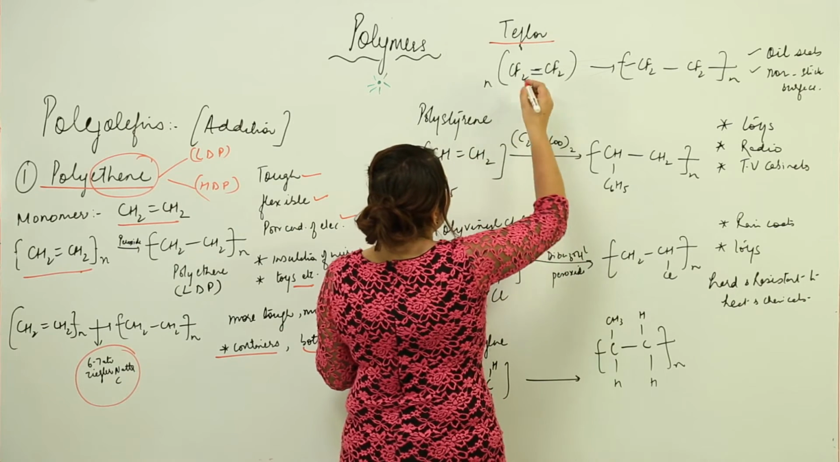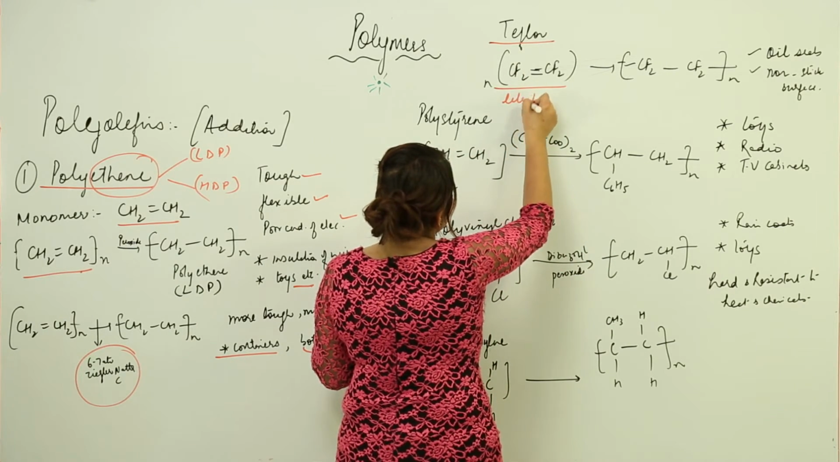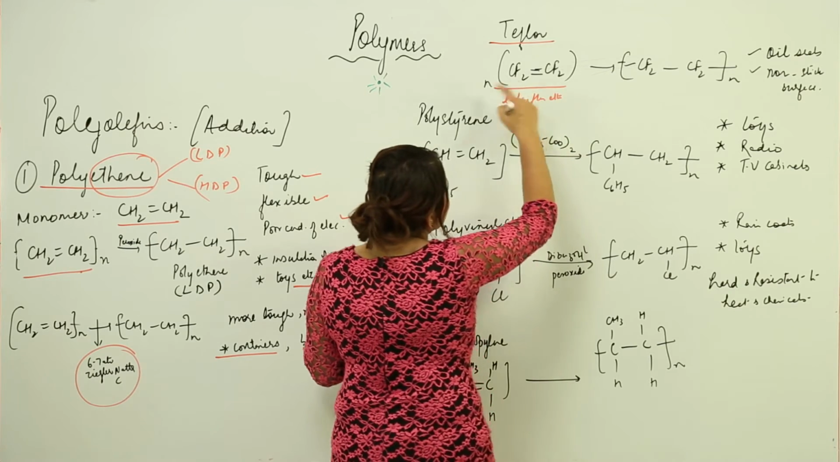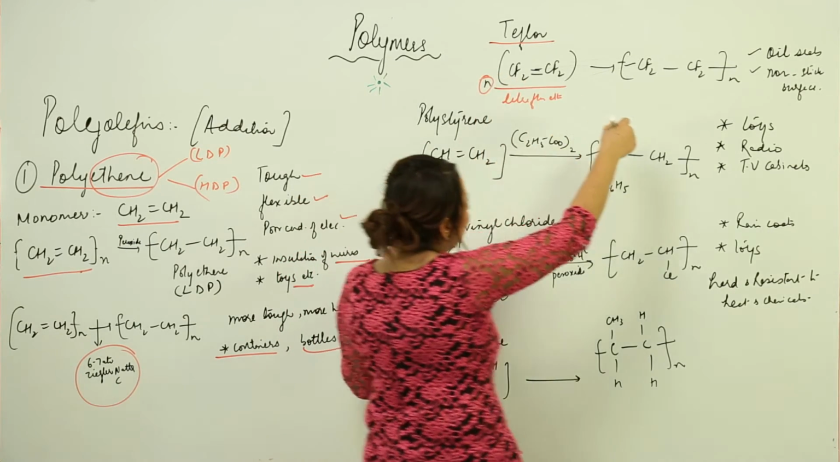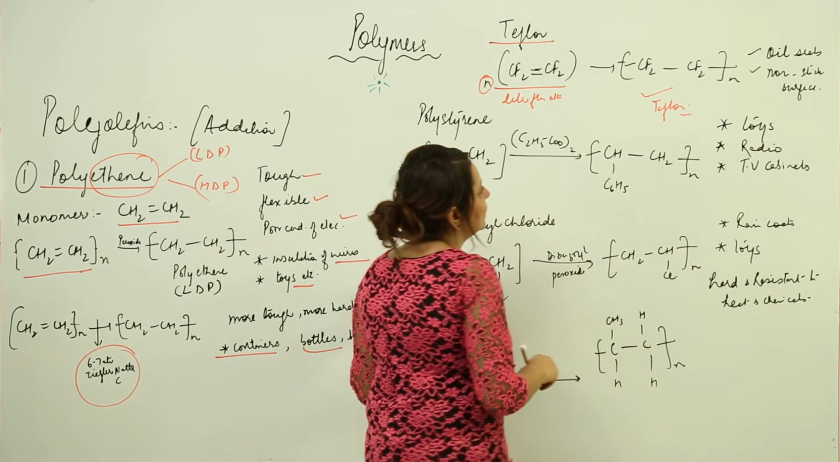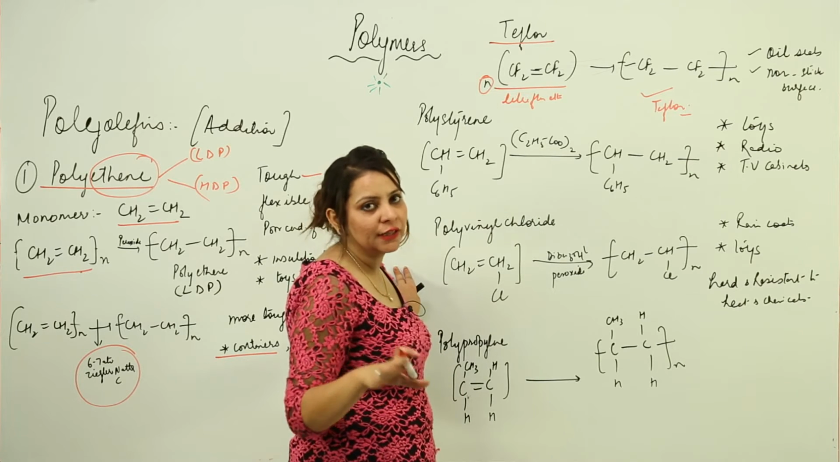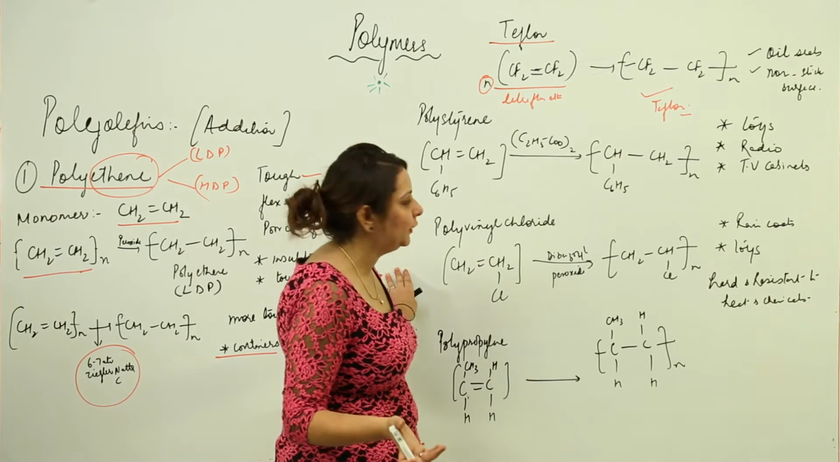Second we have Teflon. The monomer for Teflon is tetrafluoroethene. So n number of units will polymerize and give Teflon. As far as the uses are concerned, it acts as oil seals and it is used for making the non-sticky surface of utensils.